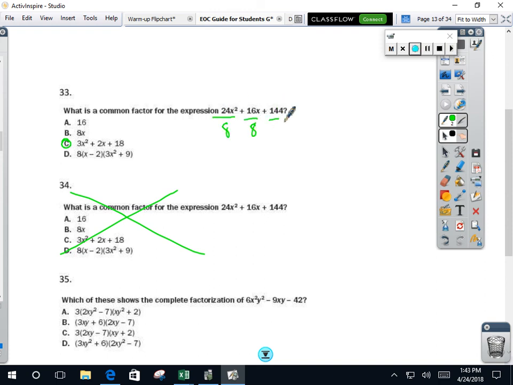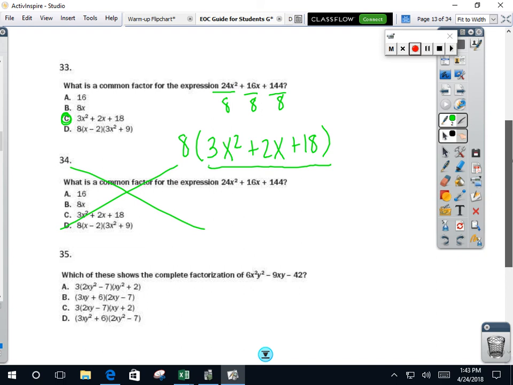You can't do 12 because 16 over 12 would be a fraction. 8 is the largest number. 8 is the GCF. So now what remains? 24x squared divided by 8 is 3x squared. 16x divided by 8 is 2x. And 144 divided by 8 is 18. So don't you have to multiply 8 times this trinomial to make that? So there you go. C. All right, number 35.